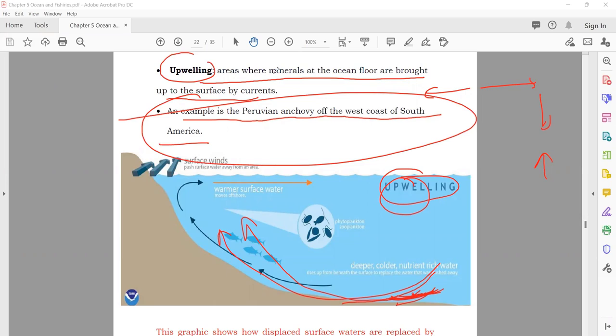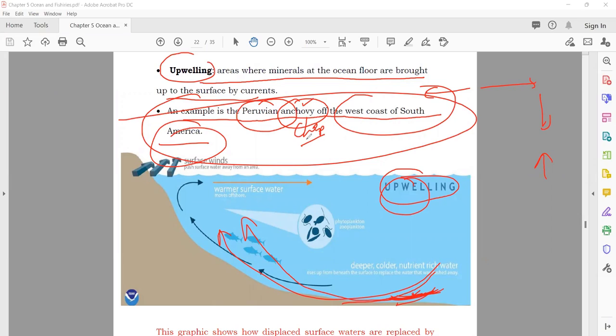So in the exam, if they ask for an example of upwelling and a place, you can give this one: west coast of South America, and the Peruvian anchovy. This is the "cha" sound, not "ka": anchovy. There are different pronunciations. The Americans say one way, and in British you will find "anchovy." So both are right. It's a different pronunciation.